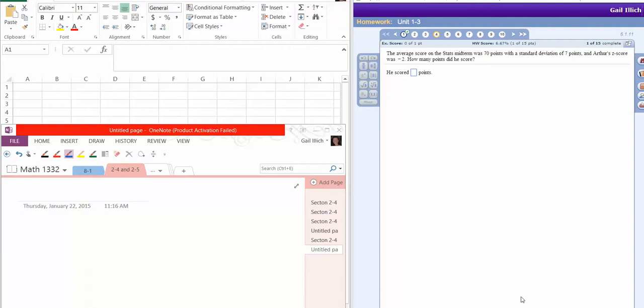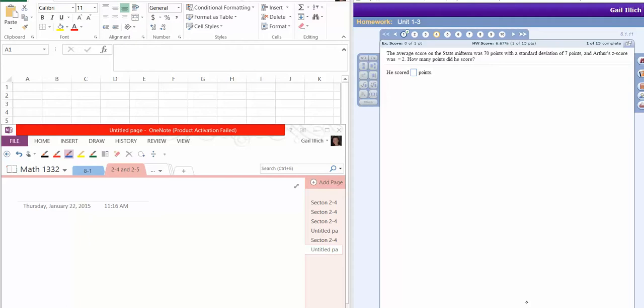Okay, on this question it says the average score on a stats midterm was 70 points with a standard deviation of 7 points, and Arthur's z-score was -2. And the question is, how many points did he score?